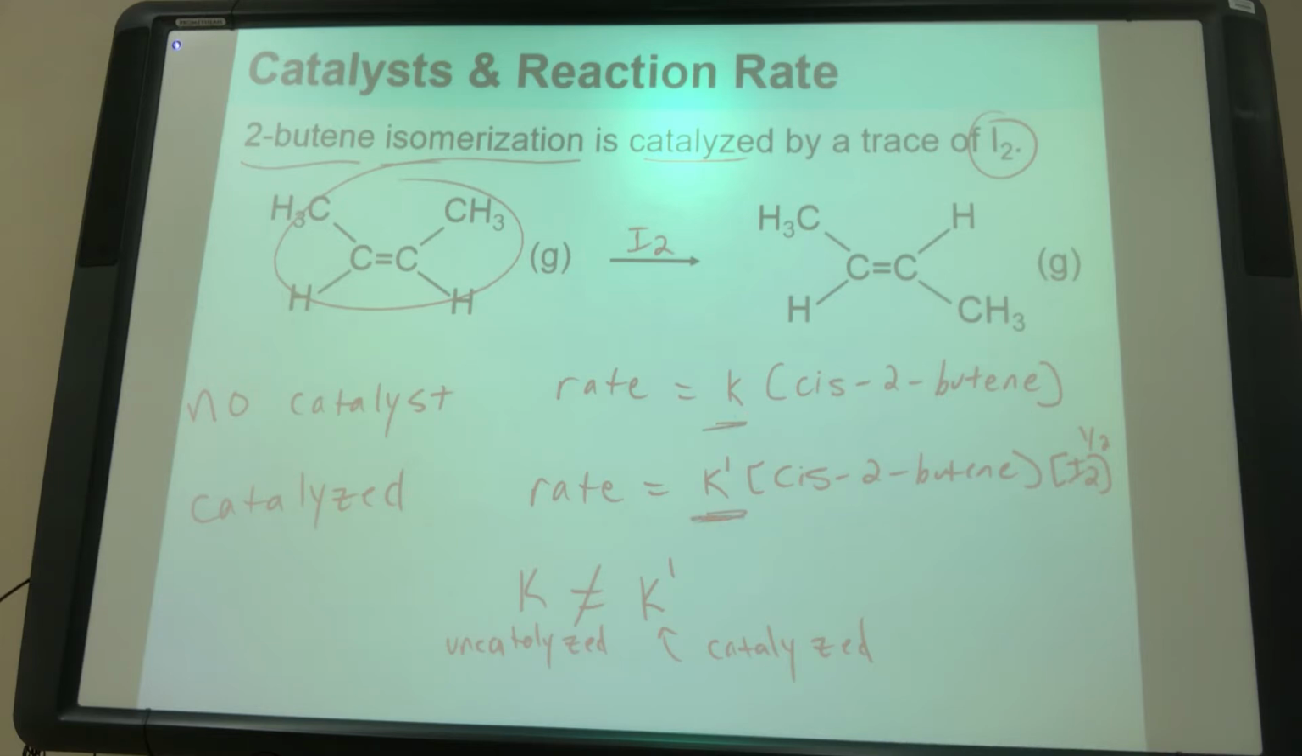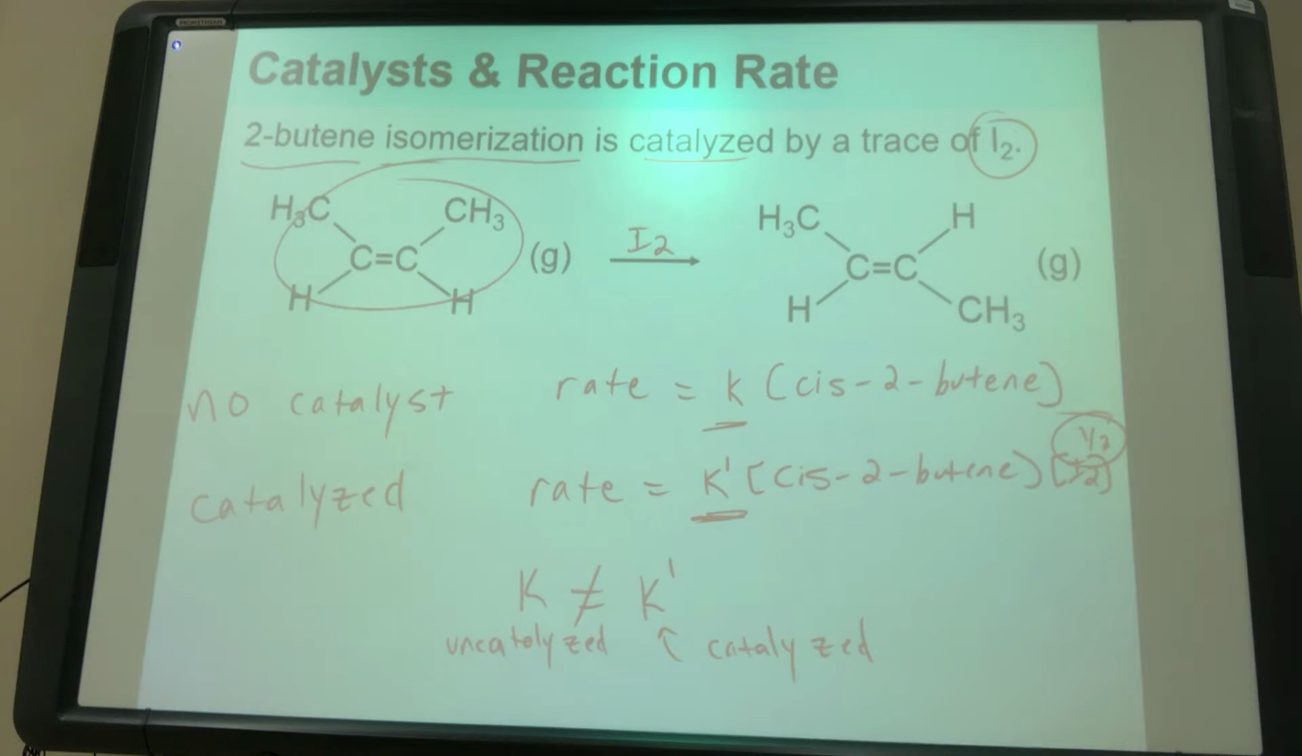Okay? So my K's can't be the same because the rates aren't going to be the same, all right? Now, what this exponent is and all that, you don't have to know. I just want you to see that when we write the rate law, it is different for a catalyzed reaction, and my K is different. So you just need to know the theory behind this right now.